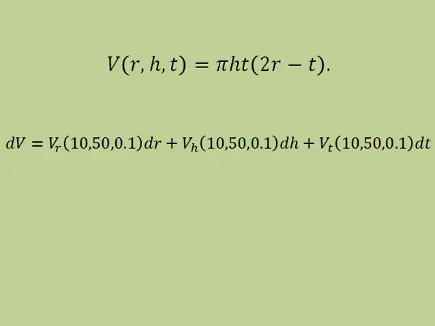I have written the linear approximation in terms of the given function and variables. I have also inserted the known values that r is equal to 10, h is equal to 50, and the thickness is equal to 0.1. That is if everything were perfect and there was no error. Find the partials.